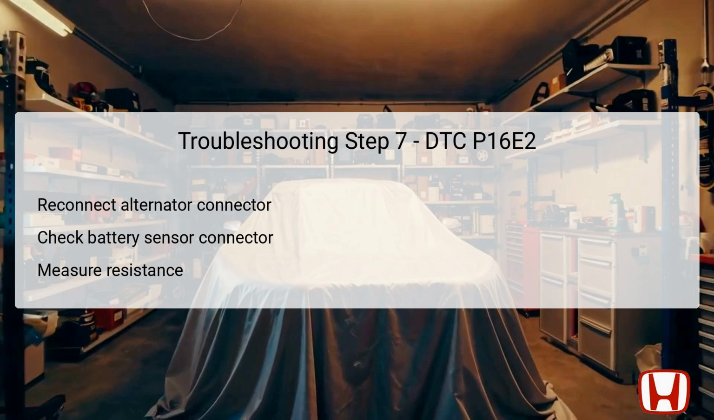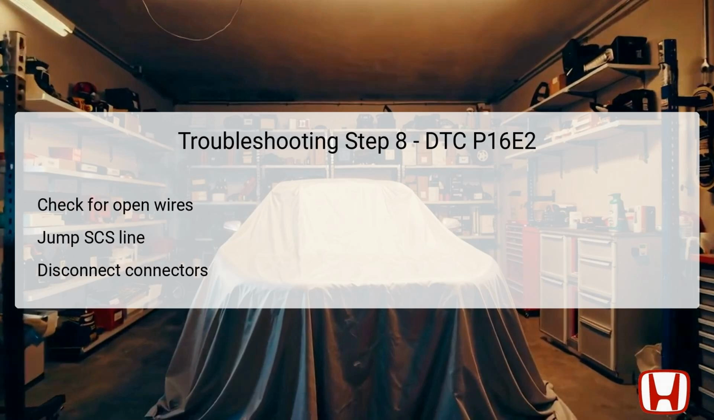Test point 1 will involve female terminal number 2 of the battery sensor connector, and test point 2 will measure resistance to body ground. If the resistance reads 1 megaohm or more, it indicates that the circuit is complete, allowing you to move on to the next step.